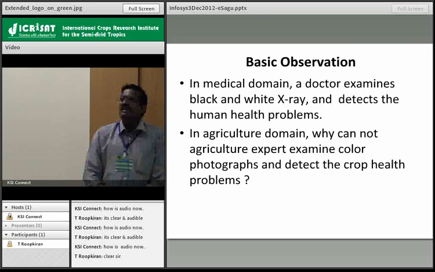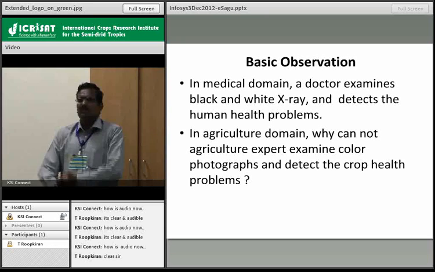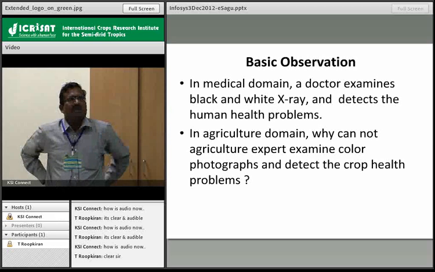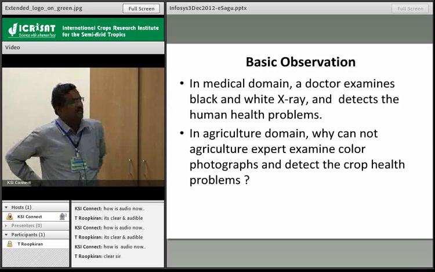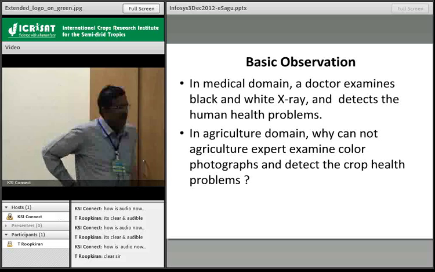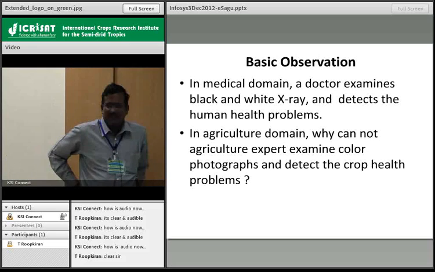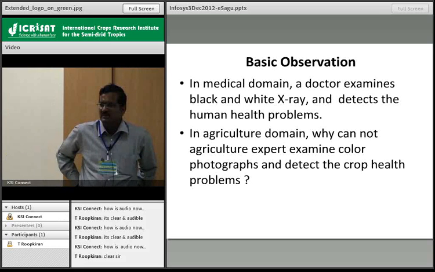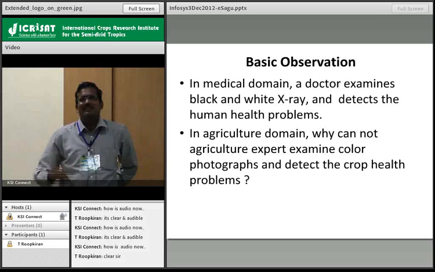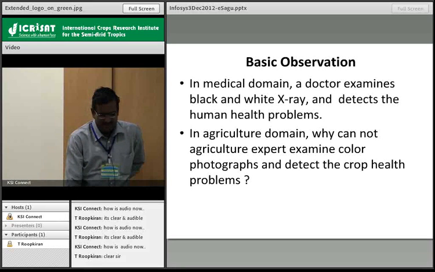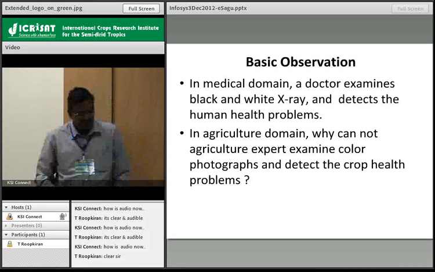The basic idea is simple. In the medical domain, a doctor examines a black and white X-ray and takes a critical decision whether to operate or not. In the agriculture domain, why can't an agriculture expert examine color photographs and tell what a farmer should do? I thought it would work. Then I started research. Professor Bhaskar is also here, and he is also working with me.